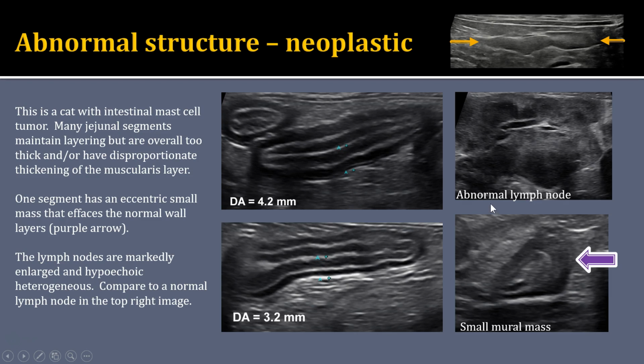And then, because we look around and assess regional structures, notice that there are lymph nodes in this patient that are markedly enlarged and hypoechoic heterogeneous. Compare these abnormal, irregularly shaped lymph nodes with a normal fusiform, long and thin lymph node in the top right of the slide.